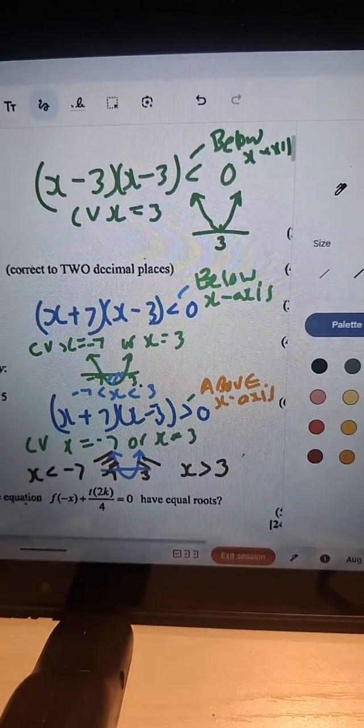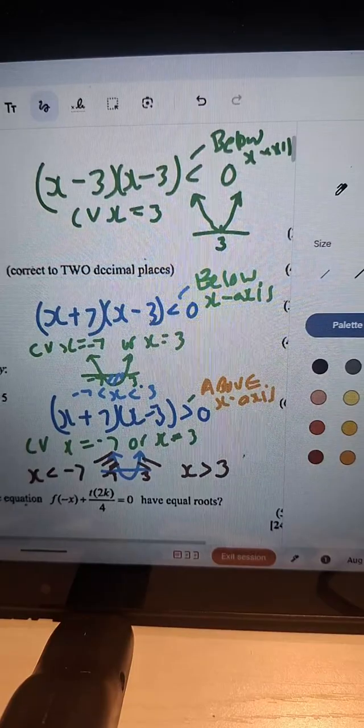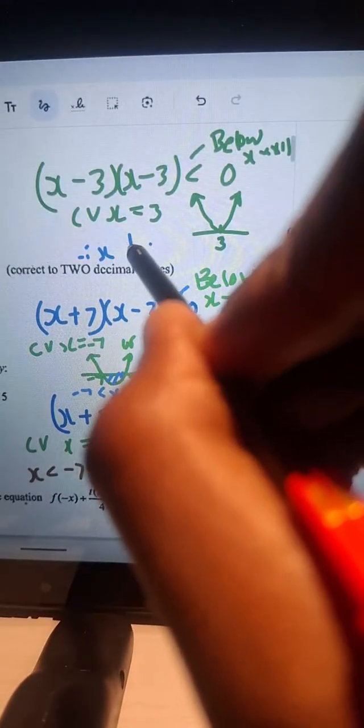They leave it hanging, and 2 marks are gone. Some say x is greater than 0 but less than 3. But you see, there's no place where the function is below the x-axis. So therefore, we can only say x has no solution.